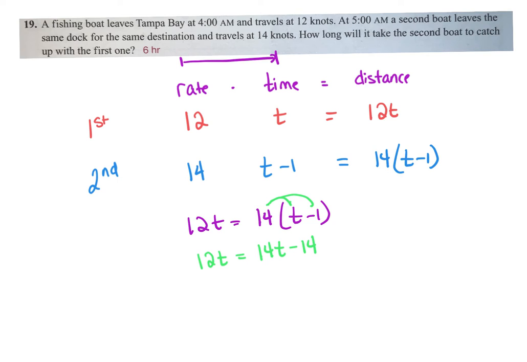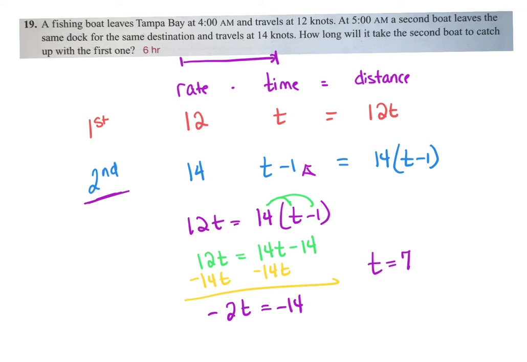All right. How do I solve this? You subtract 14t. Variables on one side, numbers on the other, right? What's 12 minus 14? So what is t here? T equals 7. 7 hours equals the first boat. And then we just minus the 1, which equals 6 hours for the second boat. All right. They were specifically asking about the second.